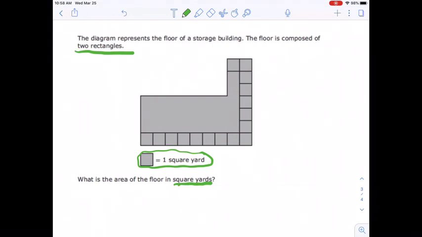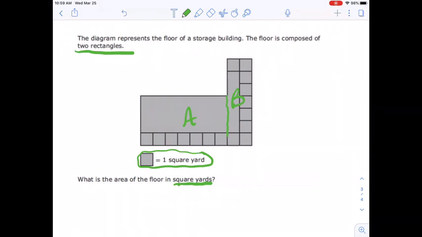So we have 2 choices here. We can break it up 2 different ways. I could break it up by drawing a line here, or I could break it up by drawing a line here. Let's do it both ways and see if we get the same answer both ways. Let's start by breaking it right here. And we're going to call this A and this B.